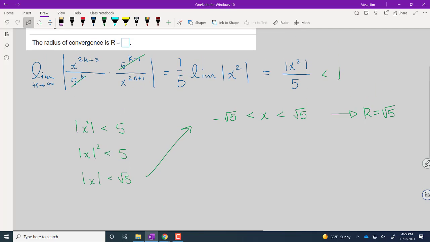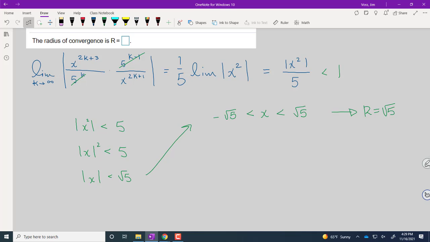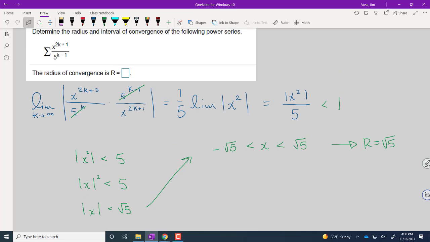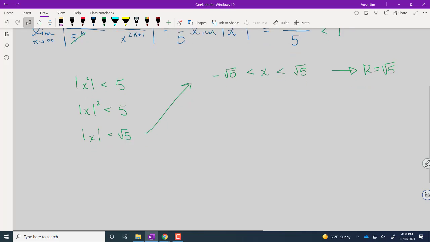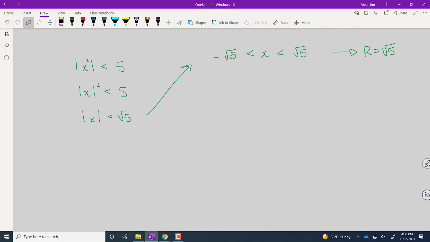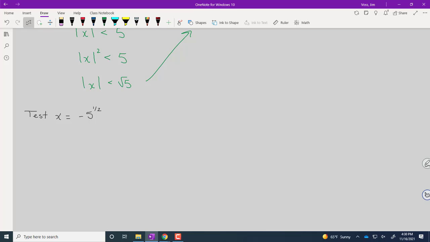What do we have to do next? Test it. Our favorite part, right? Test the endpoints. Okay, so we have to test the two endpoints. So we're going to come down, we're going to test x equals minus square root of 5. I'm going to write this as minus 5 to the 1/2, because we're going to have to do some combining of exponents. It'll be a little bit easier if we have a rational exponent.